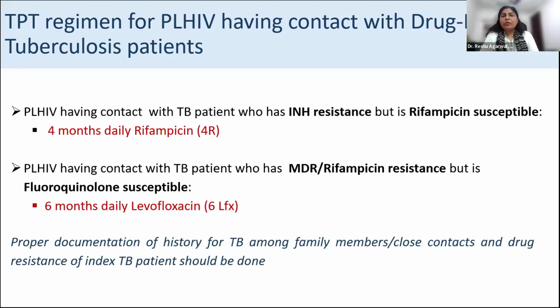So for such contacts, PLHIV who have a contact with a TB patient who has INH resistance, because now for all the patients you are supposed to do drug susceptibility testing, so the case which has resistance to INH but is rifampicin susceptible, for these kind of PLHIV you would use 4 months of daily rifampicin. For the PLHIV who have a contact with a TB patient who has MDR-TB or rifampicin-resistant TB, but it is fluoroquinolone susceptible, in those cases, 6 months of daily levofloxacin has to be used.